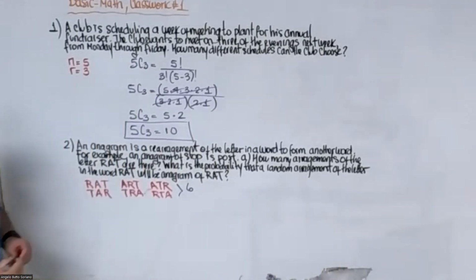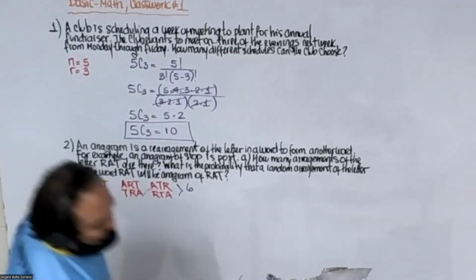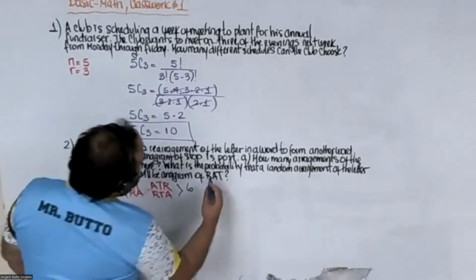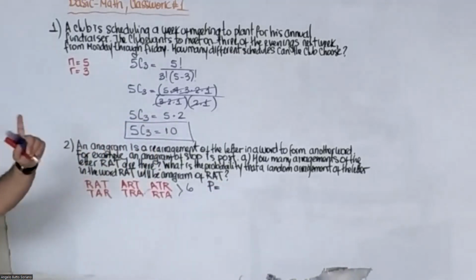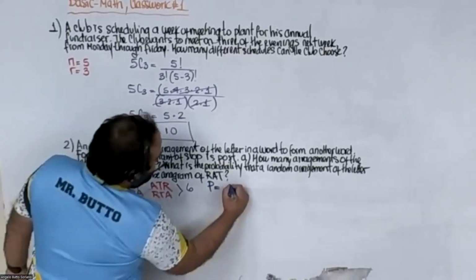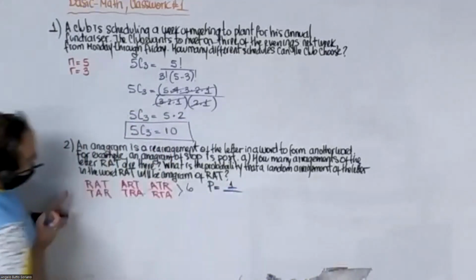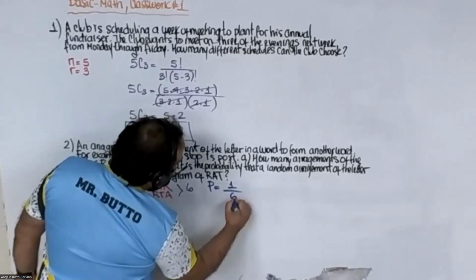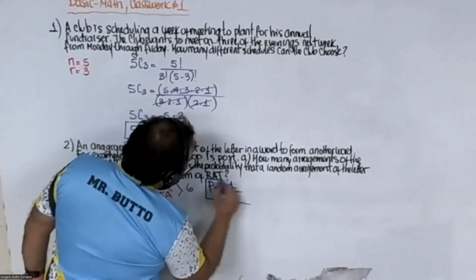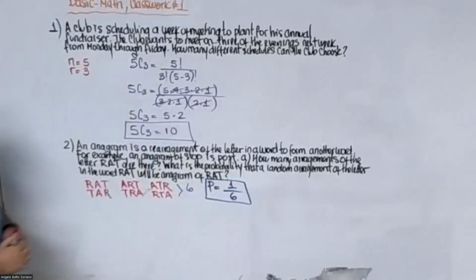Because we need to know the probability, it will be the number of events divided by the total events. Because we are taking one singular word divided by the total words that we arranged, that will be one word, rat, over the entire list. There will be six. This is the solution of problem number two.